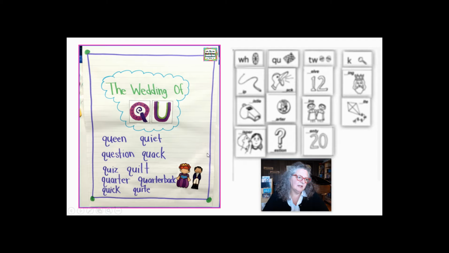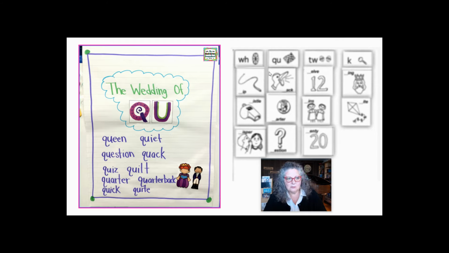The other common feature in complex consonants is QU. And QU is complex because Q never appears by itself. It only appears with U. And so here's a teacher's rendition of that in an anchor chart. She called it the wedding of Q and U. I guess they never get a divorce. They're always together, and they make that consonant sound almost like a K.